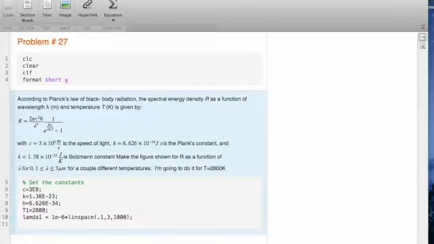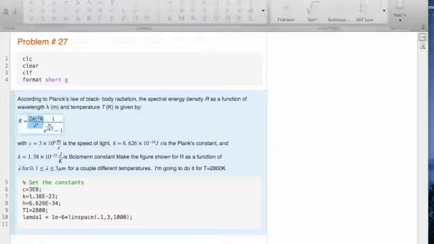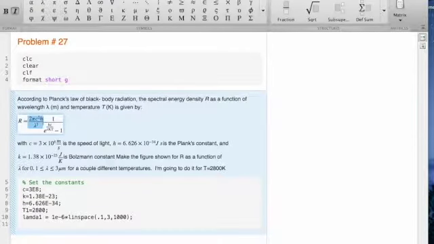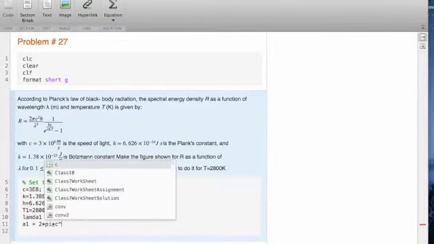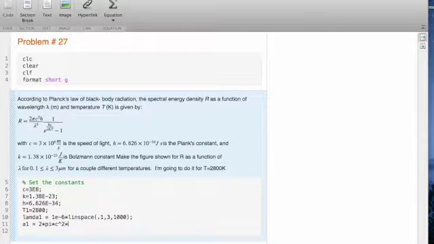Now, rather than try to do this all in one swoop, I'm going to try and do this a little bit at a time. So I'm going to start with this top piece, the bottom piece, and then the pieces of this. And I'm going to call these A1, A2, and A3. So A1 will equal 2 times pi times C squared times H. And that's all scalars. These are all scalar values, so I don't need any dots or anything in there.